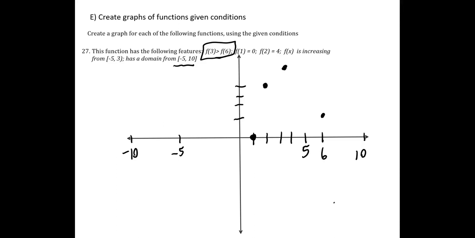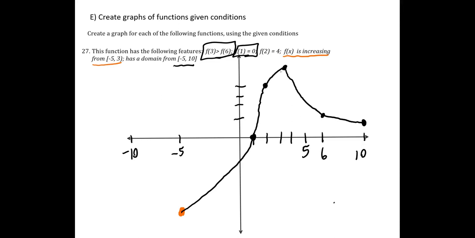f of x is increasing from -5 up to 3. So that means I could start anywhere as long as there's space for me to go up. Since I need it to be increasing from -5 to 3, it's going to be important that at -5 I start somewhere down below the x-axis so that I have space to go up through f of 1 equaling 0 as was required, and then up to the point increasing all the way, and then it can turn around and come back down and end off at 10 on the x-axis.